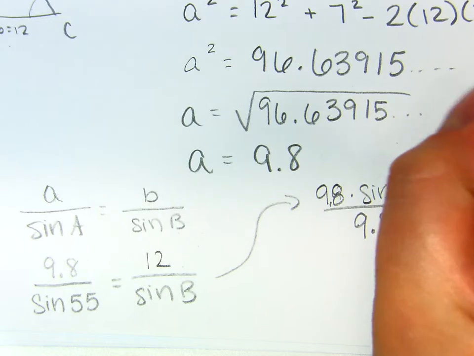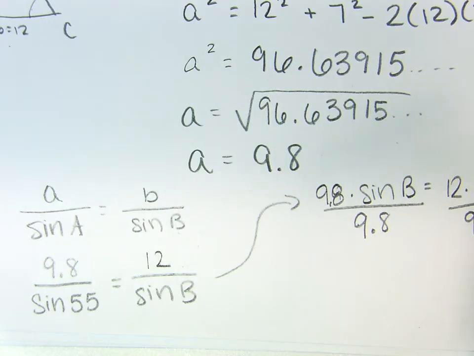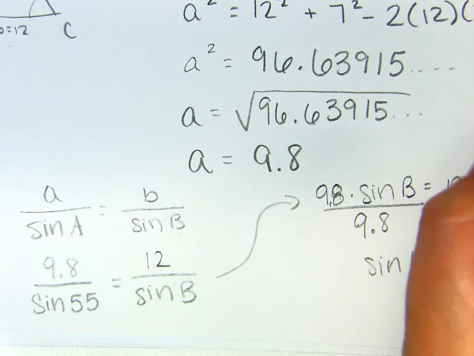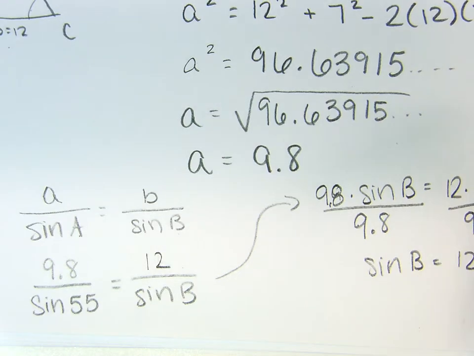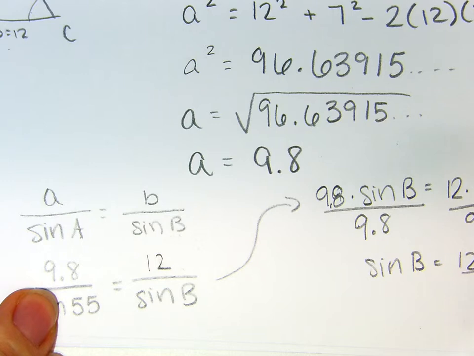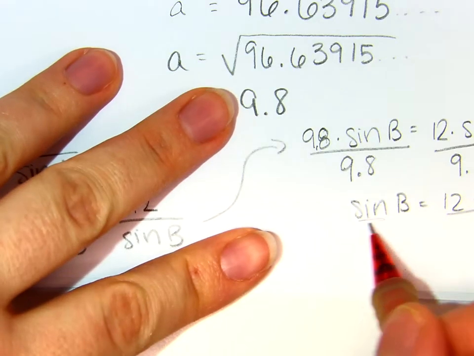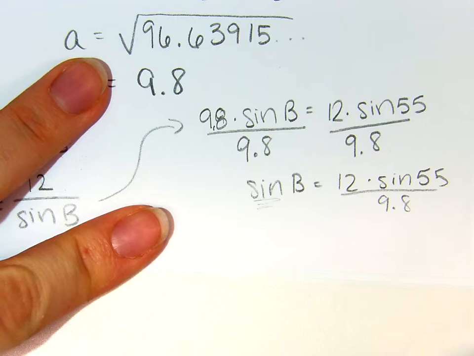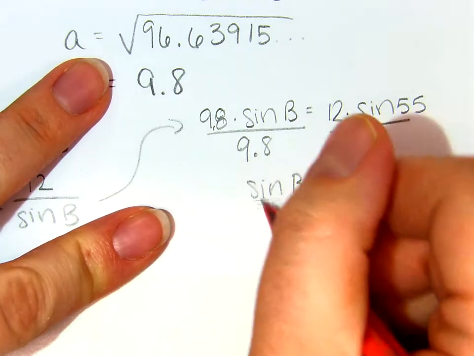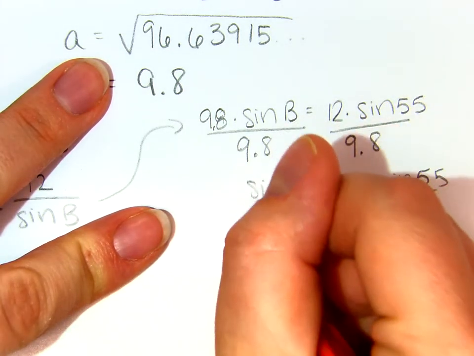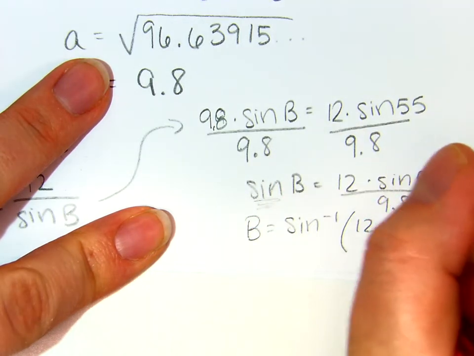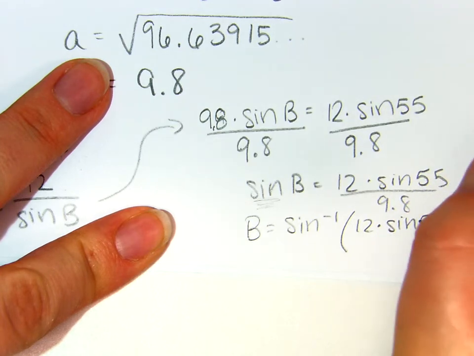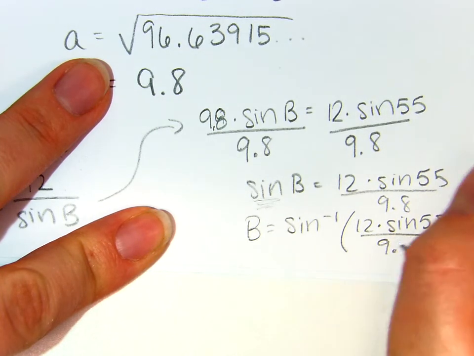Divide by 9.8. Sine B is equal to 12 times the sine of 55 divided by 9.8. And you need to get rid of the sine. The only way to get rid of the sine, oops, sorry, you can't see it, is to do the sine inverse to get your angle B. So B is going to equal the sine inverse of 12 times the sine of 55 divided by 9.8.